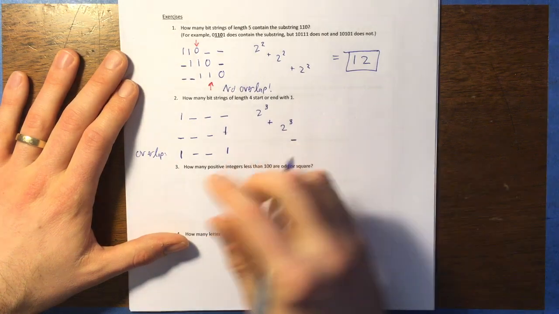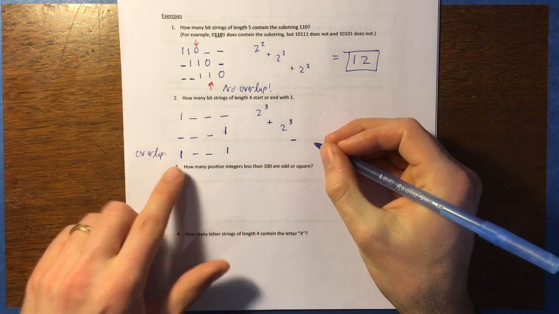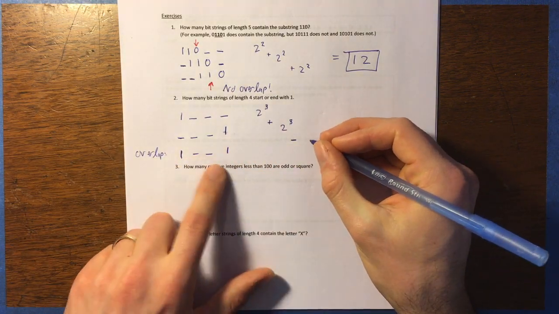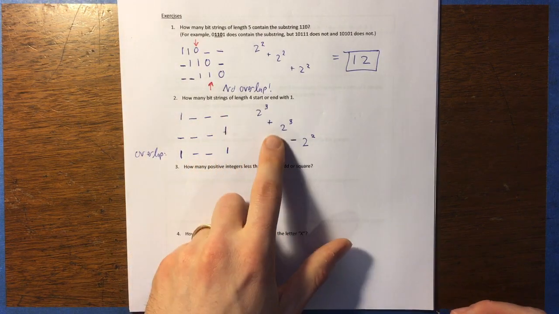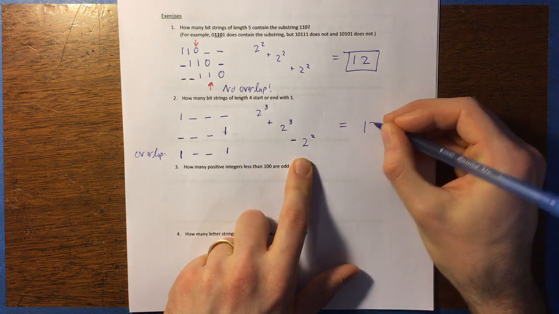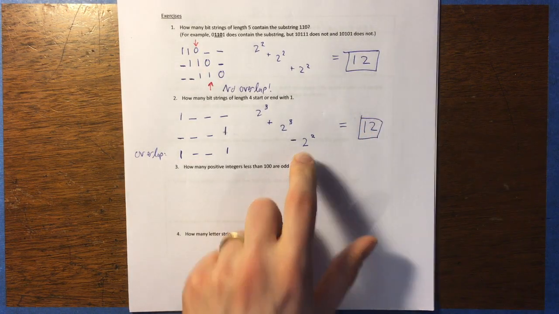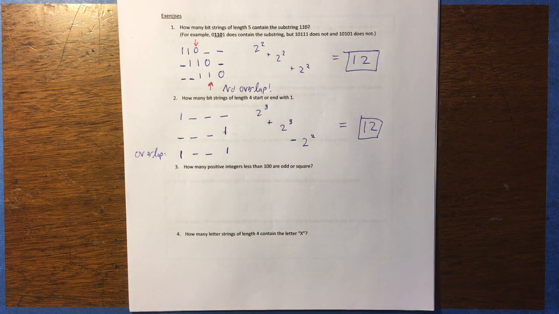So I'm going to subtract 2 squared, because the overlap with a 1 at the beginning and a 1 at the end only has 2 different blanks. So 2 squared. So here we have 8 plus 8 minus 4, and that happens to also equal 12. So the answer to that one is also 12, just by coincidence.